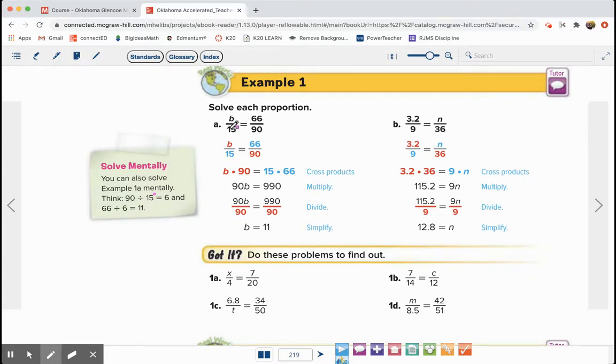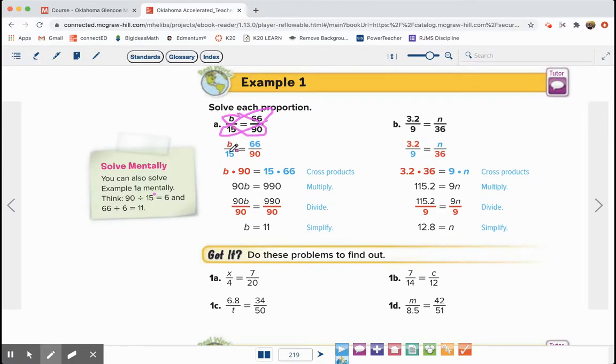Since they show me that these two fractions are equal, we know that they are proportional. That's what it means: when two fractions are equal, they are proportional. That's also the only time we can do cross product, is when they're equal. So we cross multiply, which means you multiply the numbers diagonally.